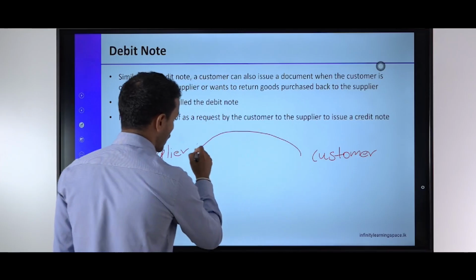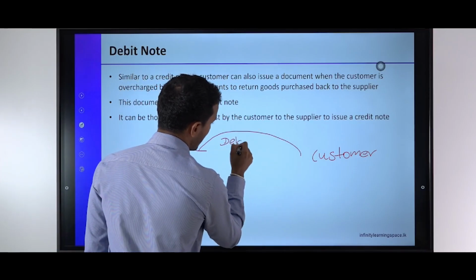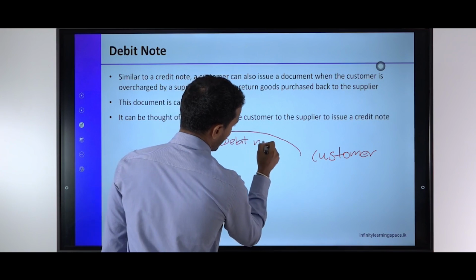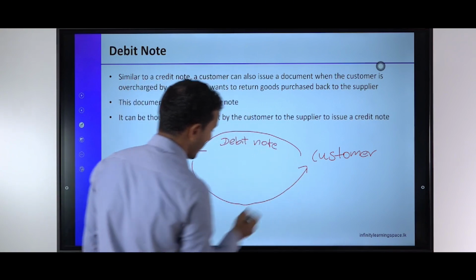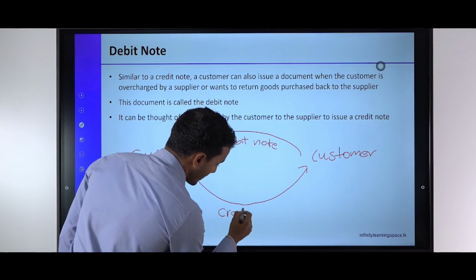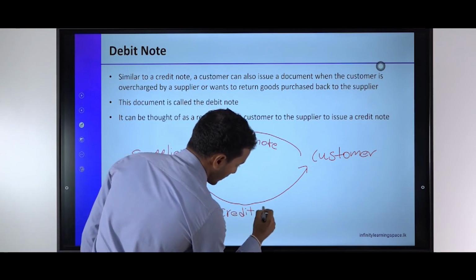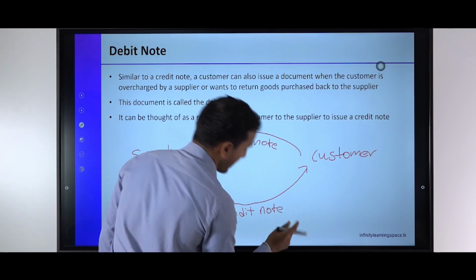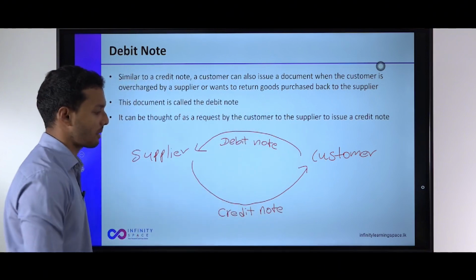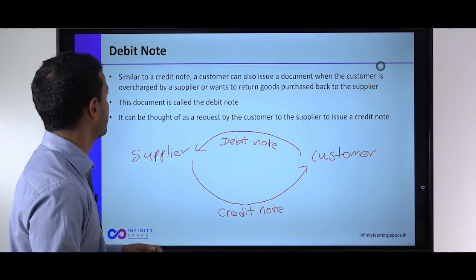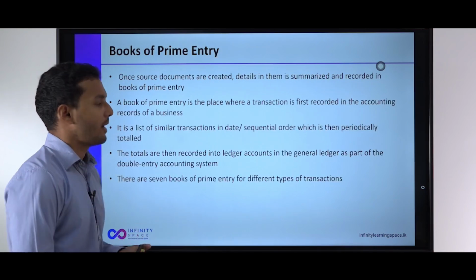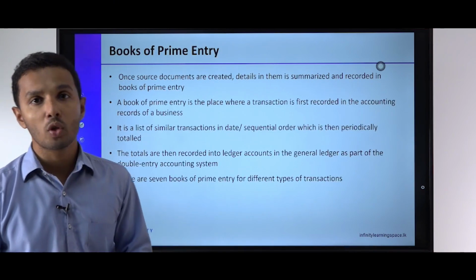Customer will send a document called the debit note, right? And then the supplier will send a document called the credit note, right? So keep in mind the debit note is issued by the customer, credit note is issued by the supplier. Okay. So next we are going to look at books of prime entry.